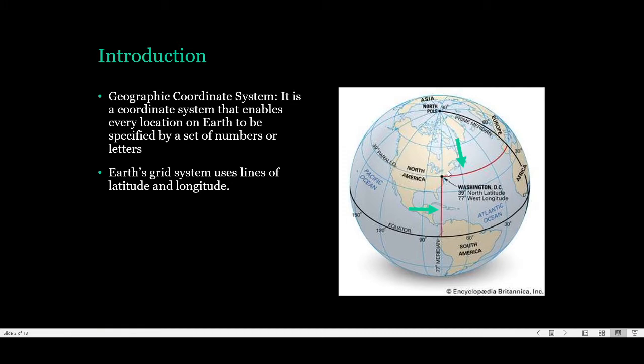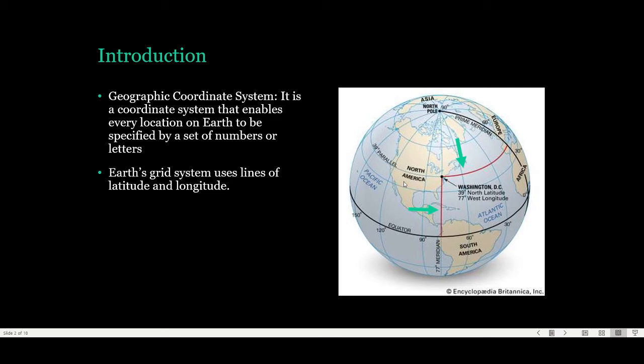So for example, we have a dot here, we have Washington, D.C., and from the x-axis, we're reading the latitude, which is 39 degrees north latitude, and then from the y-axis, we're reading it as 77 degrees west longitude for Washington, D.C. So we're going to go more in depth into latitude and longitude, but this is an overall example of Earth's grid system.